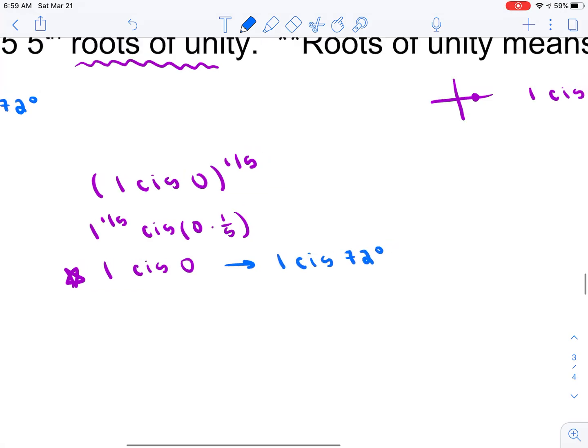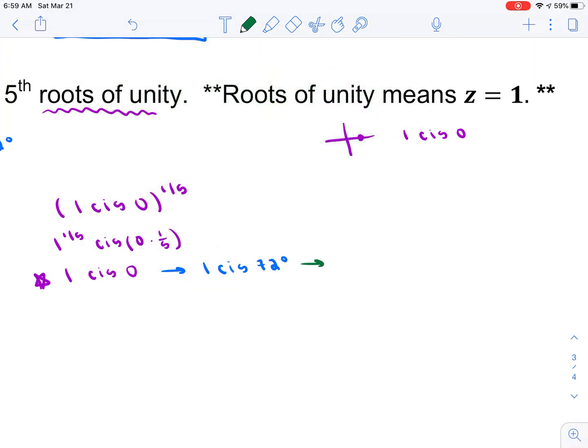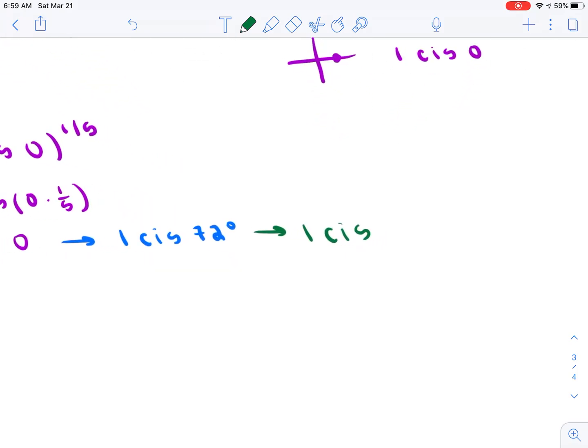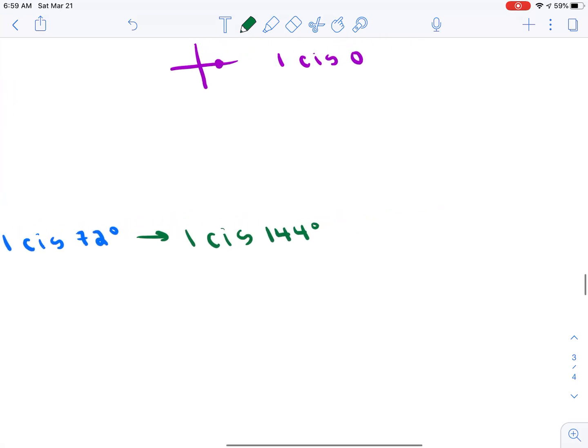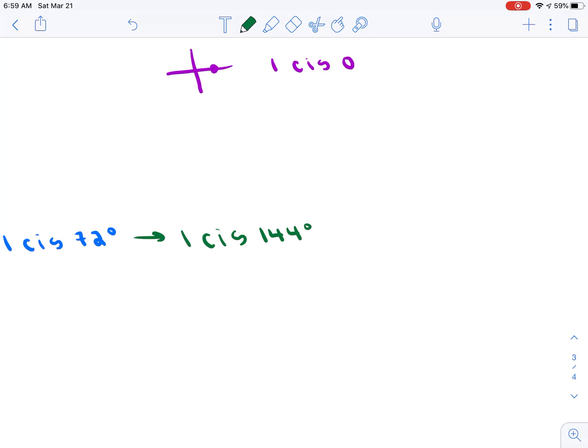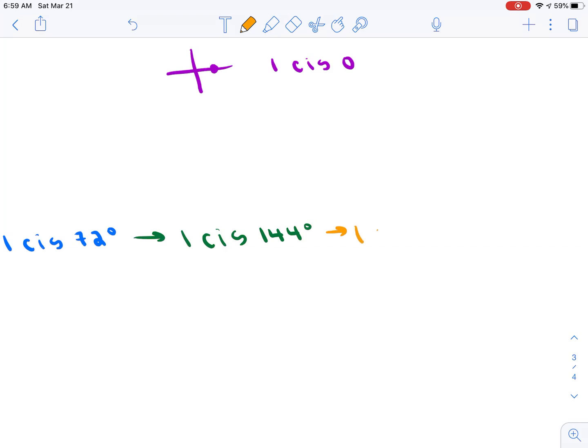Maybe I should have done radians. Now I'm regretting this because now I have to do more math. Then I'm going to get 1 cis, and then I'm going to add 72 to 72, so I'm going to get 144 degrees. And then from there, I'm going to add another 72. I should have done radians. Now I'm regretting it. 72, that's 6, and then 1, and then 216.